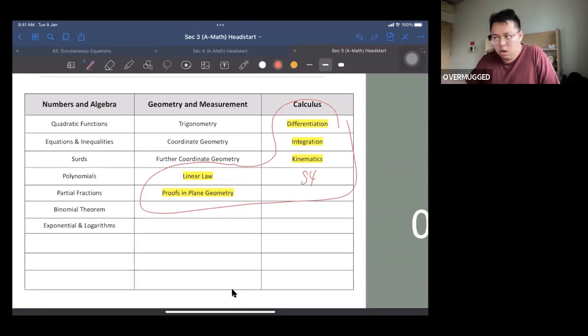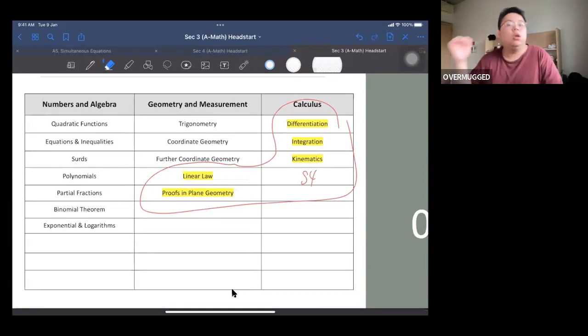covered in Sec 3. Now, it really depends on your school. Some schools do not teach Trigo in the first year because it's a little bit more difficult, but some schools do. Majority of the schools that I know, they do teach all of these how many chapters again? 10 chapters within the first year.